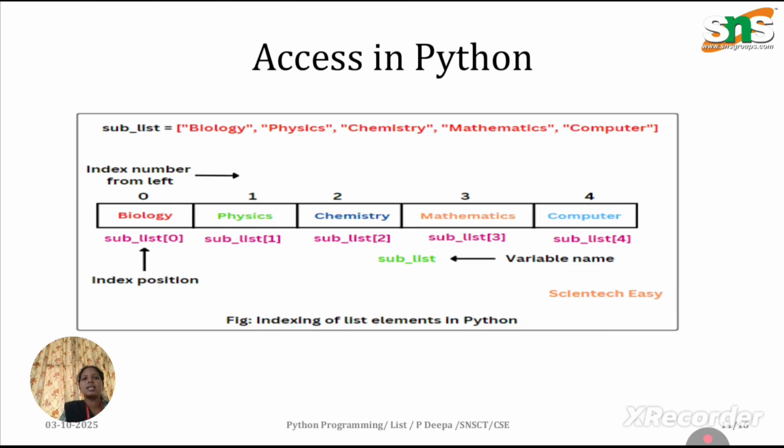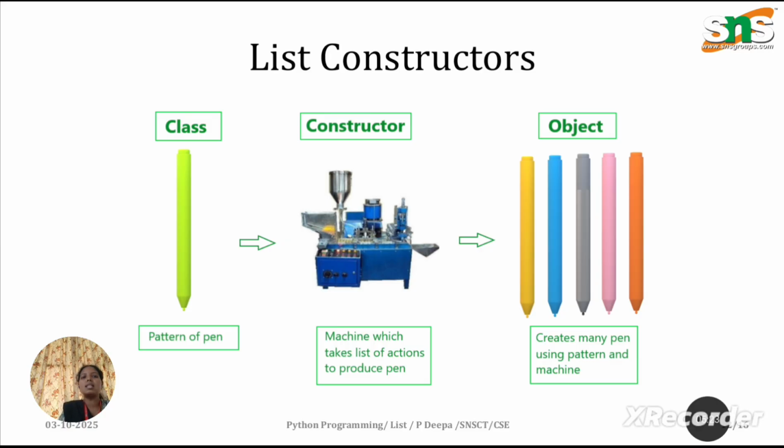Then accessing an element. Accessing an element uses the indexing value. The indexing goes from left to right, and the elements are accessed by their positions. The next one is the list constructor.